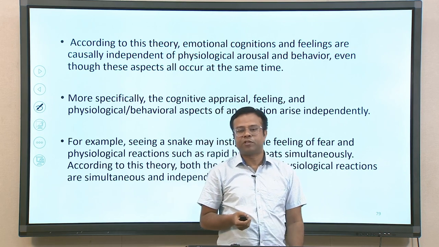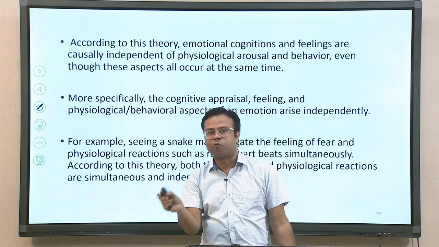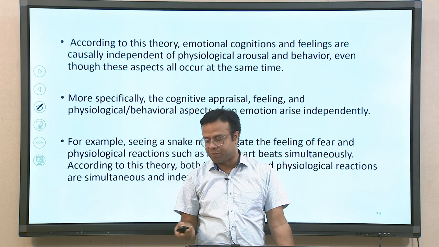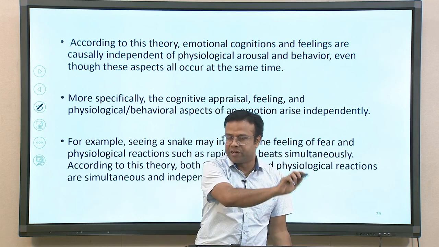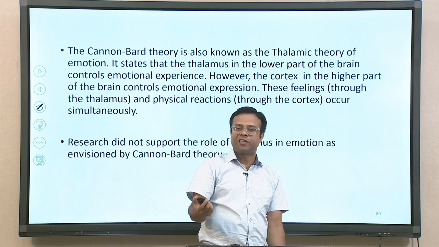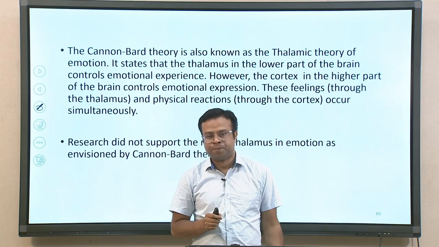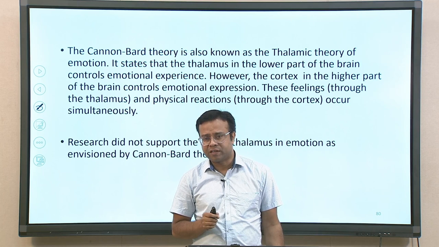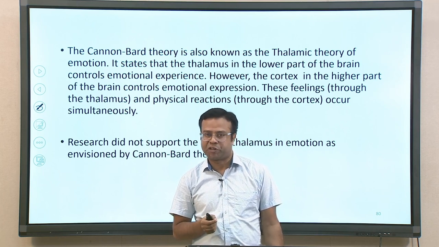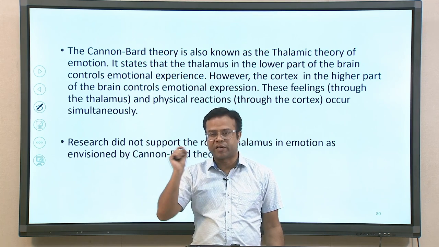According to this theory, both the feelings and the physiological reaction occur simultaneously and independently. It is not that one is causing the other; both are happening at the same time. This is how it is different from the James-Lange theory. This theory is also known as the thalamic theory because the focus is on the thalamus, an organ of the brain. It states that the thalamus in the lower part of the brain controls emotional experience, while the cortex in the higher part of the brain controls emotional expression. So experience is controlled by the thalamus and the cortex controls the expression.